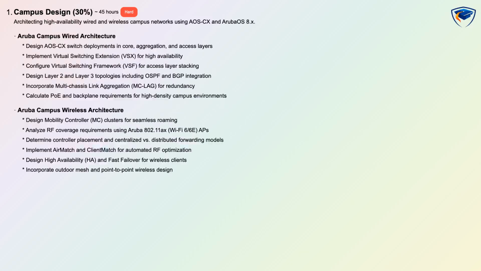Campus design is 30% of the exam, rated hard, and carries about 45 hours of recommended study with scenario-based assessments. This domain focuses on architecting high-availability wired and wireless campus networks using AOS-CX and ArubaOS 8X. You will learn to design core, aggregation, and access switch deployments, implement VSX and VSF for redundancy and stacking, and incorporate MACLEG for resilience. Wireless topics include mobility controller clusters for roaming, RF coverage planning with Aruba 802.11 ACs, controller placement, error match and client match optimization, HA and fast failover strategies, and outdoor mesh and point-to-point designs.